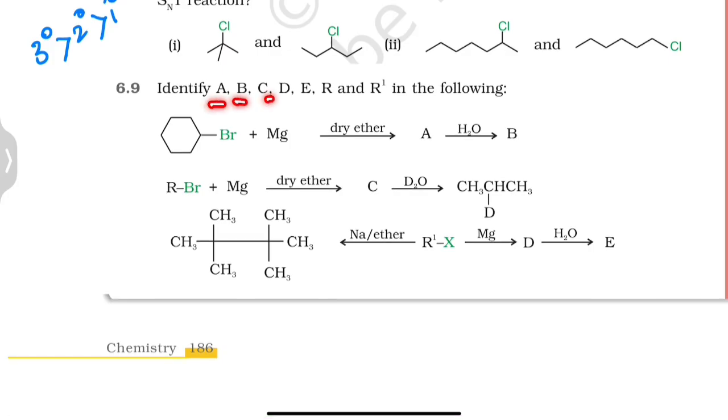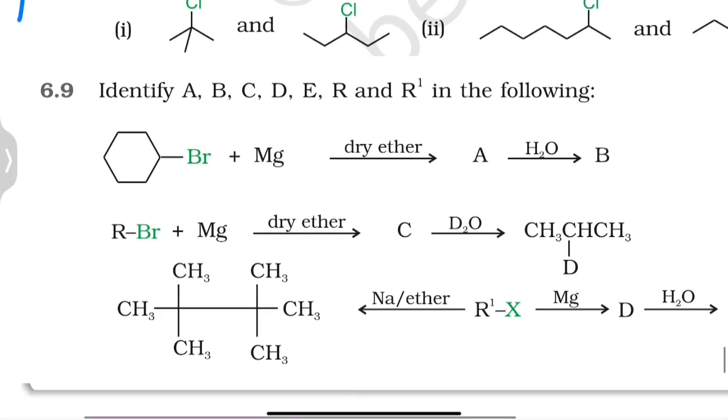Now identify A, B, C, D, E, R and R dash in the following reaction. So we'll do this now. We are treating this reactant with magnesium in dry ether. So what is the product you are getting? Magnesium with dry ether means, remember, this is a Grignard reagent. So here a carbon magnesium bond will be formed, MgBr. So this is the product obtained.